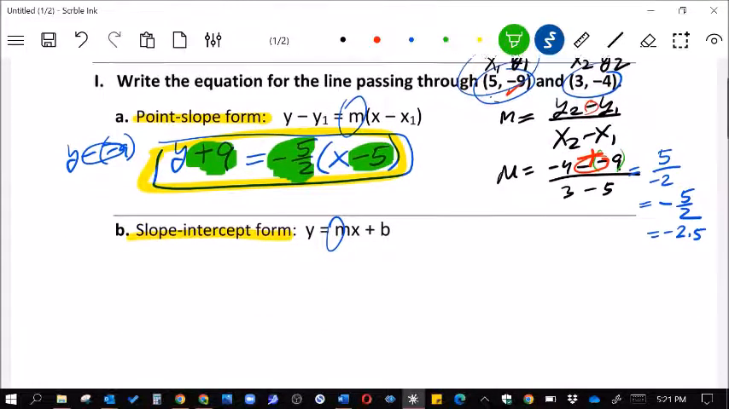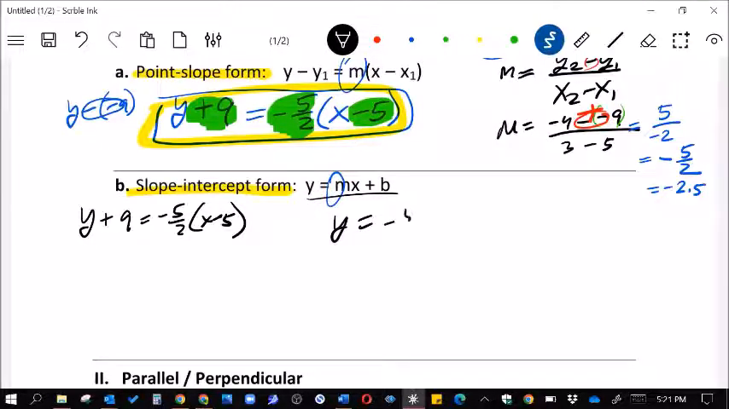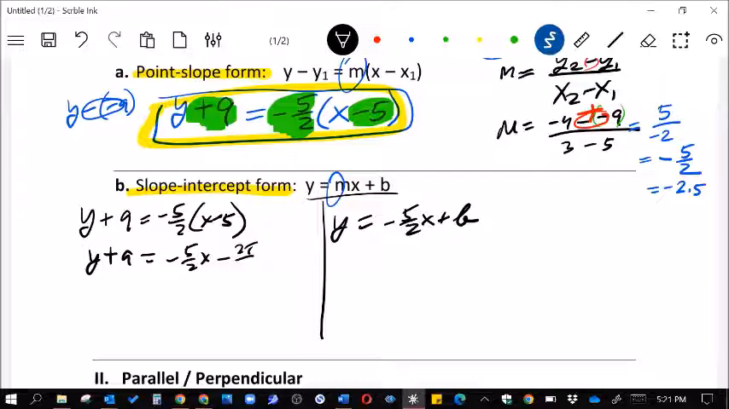Now, to get the slope-intercept form, we actually have 2 choices. We can take the point slope form and multiply it out, and it will give it to us. Or we can determine it on our own by getting those things. And we already know for that one what the slope is. So I'm going to do both of these. Let's multiply this one out here. y plus 9 equals -5/2x minus 25/2, but then that's a plus.